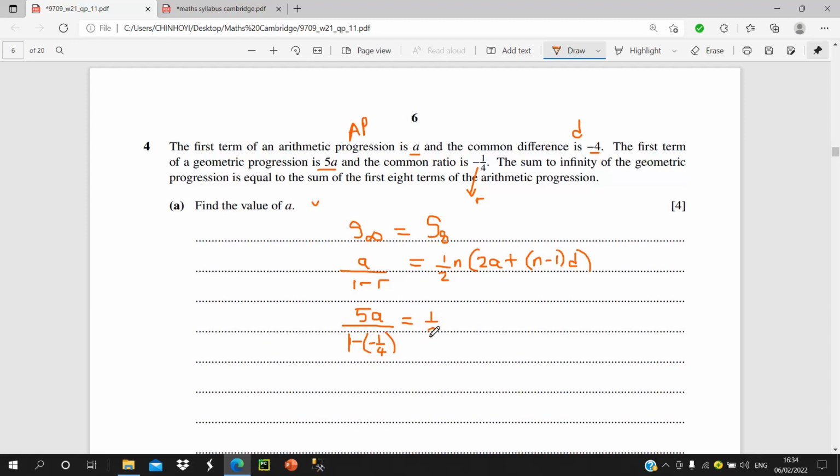For the AP, the sum of 8 terms, our n will be 8 terms here, so it's times. Then A, we are given A as the first term for the AP, just substituting a, plus, then our number of terms is 8, so 8 minus 1 gives 7. Then the common difference d is minus 4, so we put minus 4.